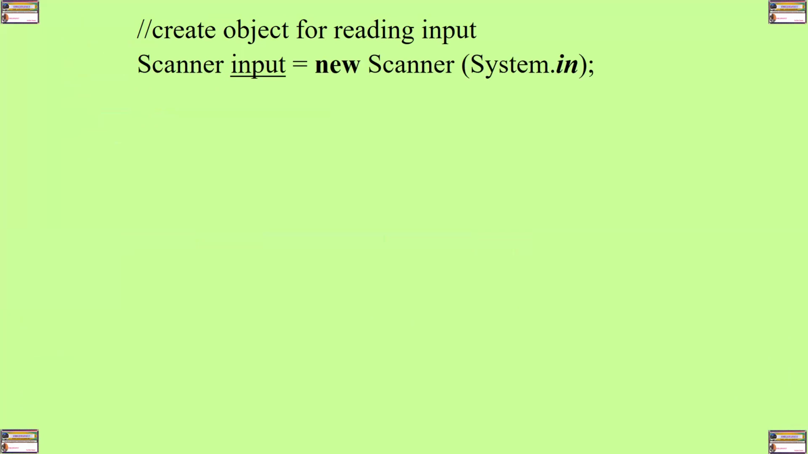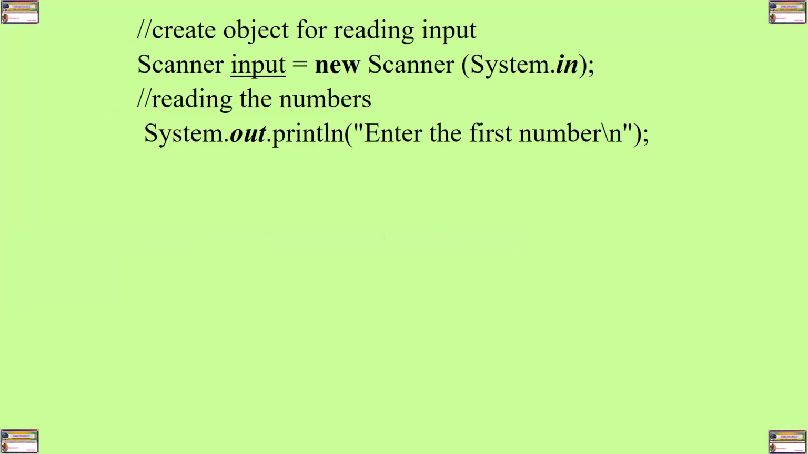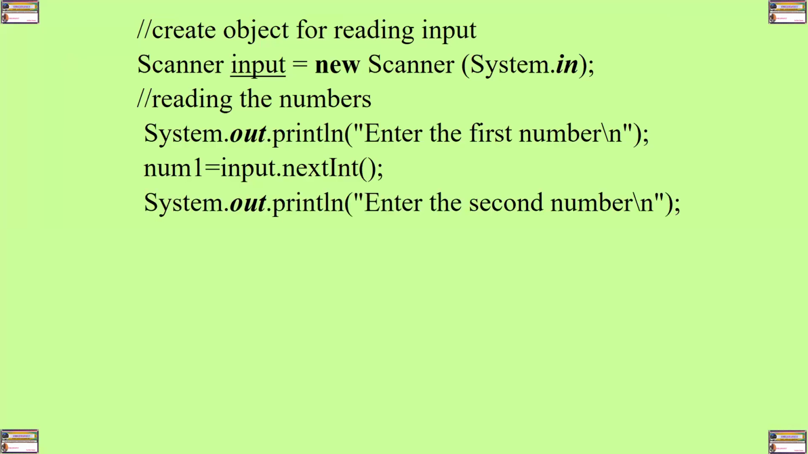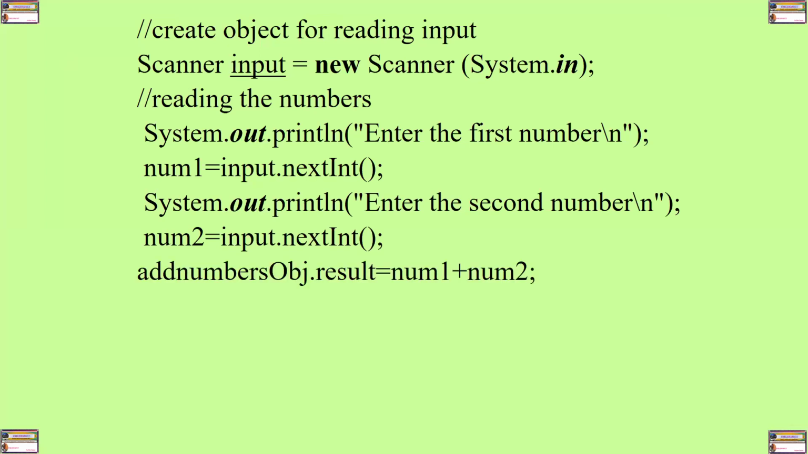As usual, the name of our object is input. So we can prompt the user to enter the first number, and the value is read through the method called nextInt through the object called input. Now, that value which is read is assigned in the memory location called num1. Then the user is requested to enter the second number. The user keys in the value. It is read by the method called nextInt through the object called input, and that value is assigned in the memory location called num2.